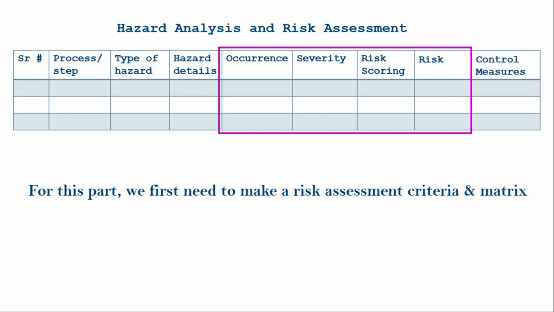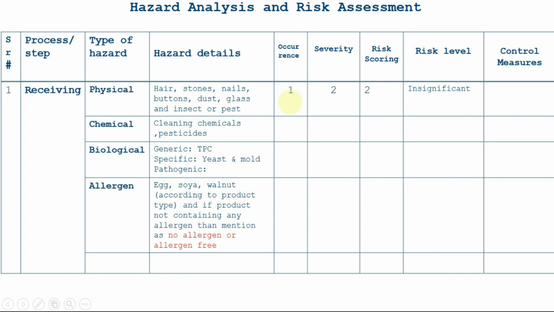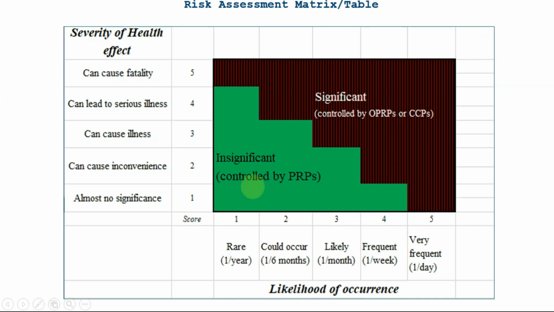So now how to fill it? First, you need to mention occurrence. At the time of receiving, what is the occurrence of physical hazard? For the occurrence you need to check your historical data or complaints, that how many times you faced that issue at the time of receiving in your product. For example, you see that at the time of receiving, physical hazard only occurs once a year. So mention 1, and what is the severity?